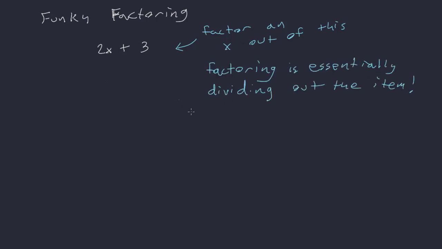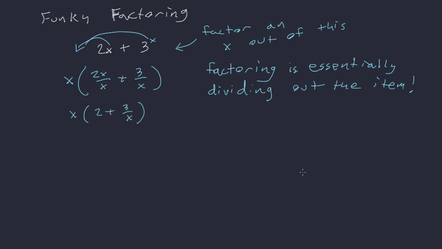All right, so factoring is essentially dividing out the item. For example, let's say I want to factor out an x. I know I can factor it out from here, but I want to factor out an x from here. Okay, so what I'm going to do is write the x on the outside, and then put 2x over x plus 3 over x. So what ends up happening is we get x times 2 plus 3 over x.